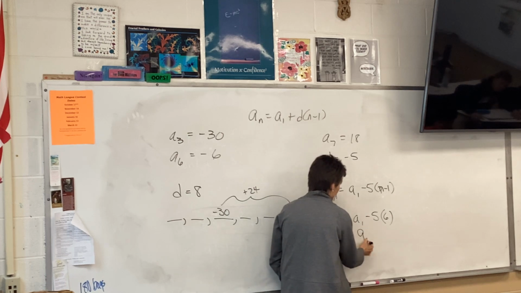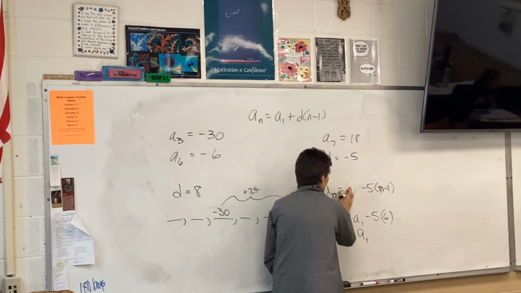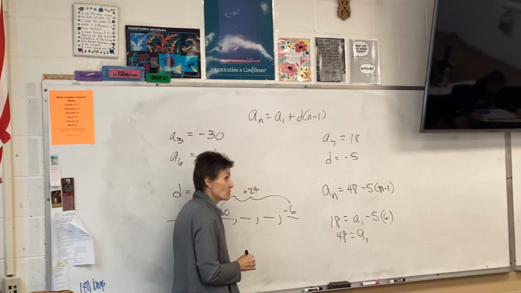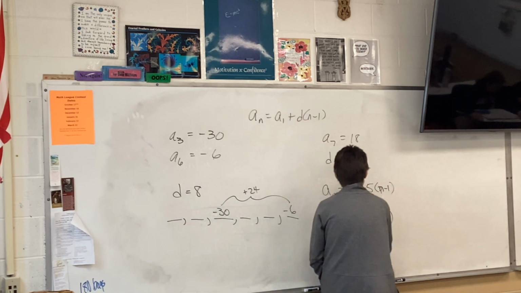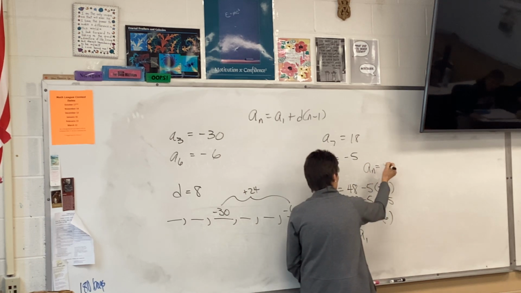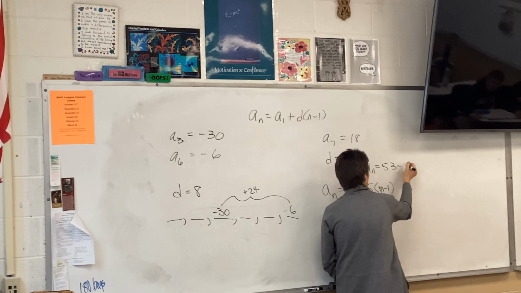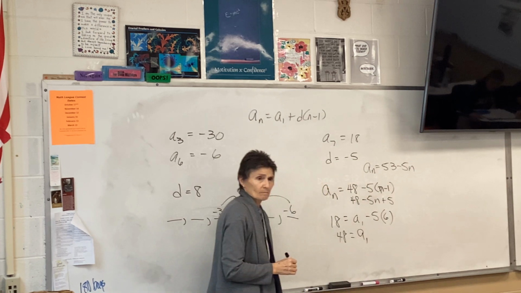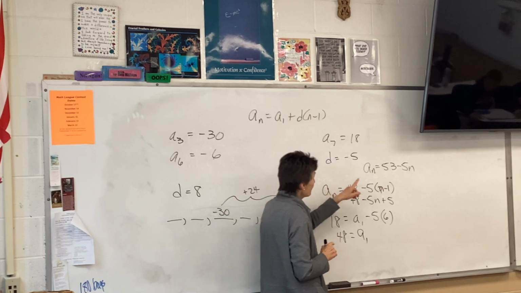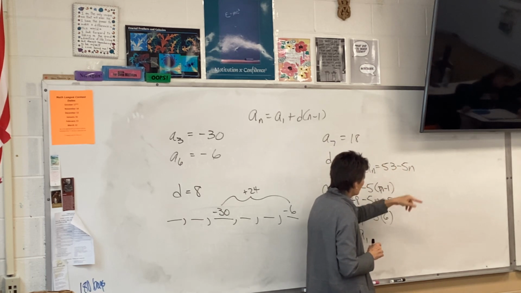Okay, so it looks like that first term is 48. And so I can just pop up here. The nth term is 48 minus 5 times n minus 1. So I'll clean that up a little bit. 48 minus 5n plus 5. I'm getting that my nth term is 53 minus 5n. Does that look okay? I'm going to check it real quick. What should happen if I put a 7 in here? I should get 18. So 53 minus 35.